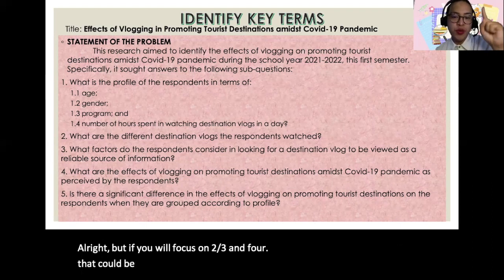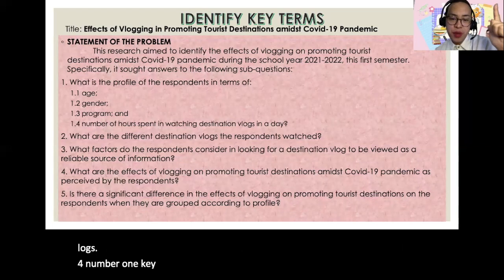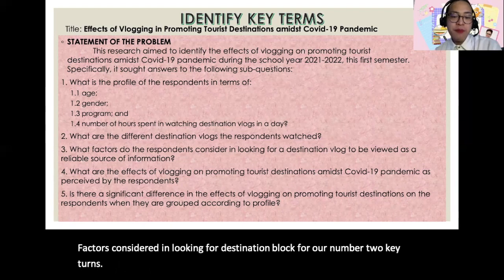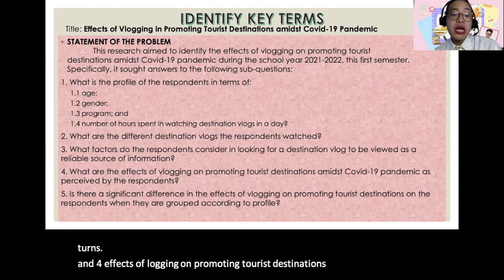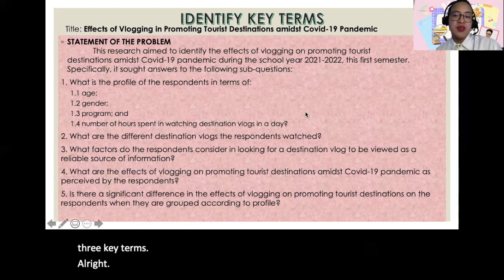So number 2, we have number 2 question. We will have destination blogs for number 1 key terms. Number 3, factors considered in looking for a destination blog for our number 2 key terms. And number 4, effects of blogging on promoting tourist destinations for our number 3 key terms. All right, so that's how we look for key terms.